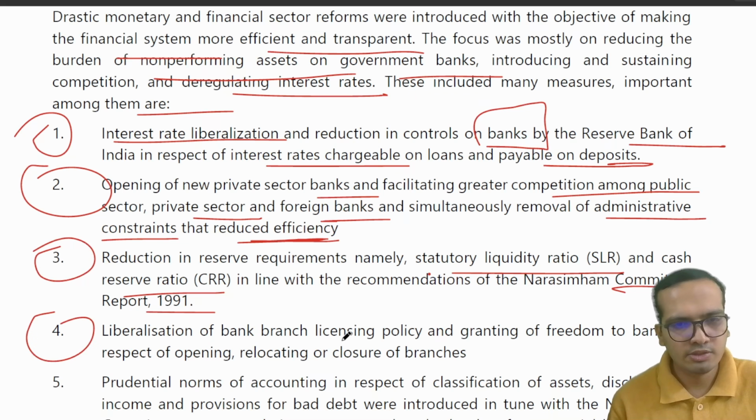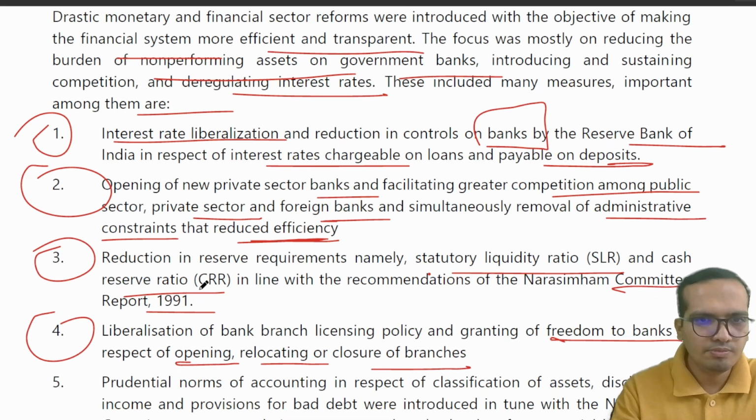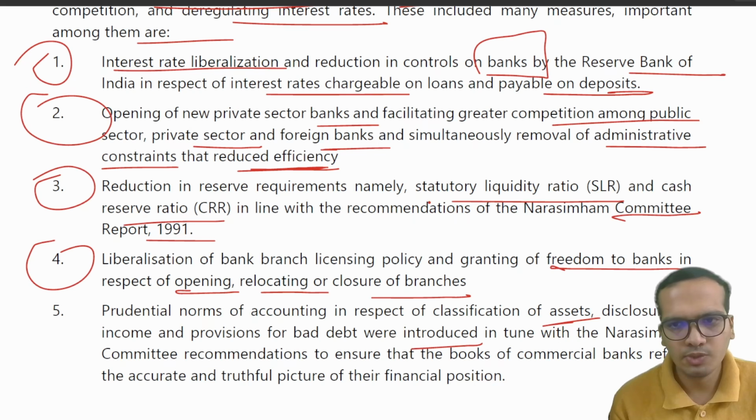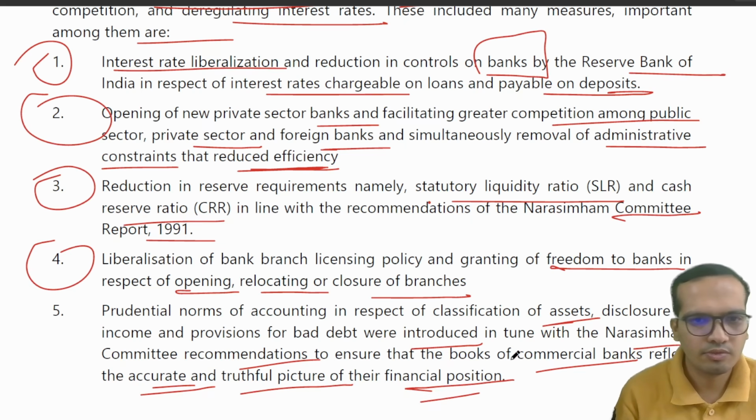Fourth, liberalization of bank branch licensing policy and granting of freedom to banks in respect of opening, relocation and closure of branches. Fifth one, prudential norms of accounting in respect of classification of assets, disclosure of income and provision of bad debts were introduced in tune with the Narasimhan Committee recommendation to ensure that the books of commercial banks reflect the accurate and truthful picture of their financial position.